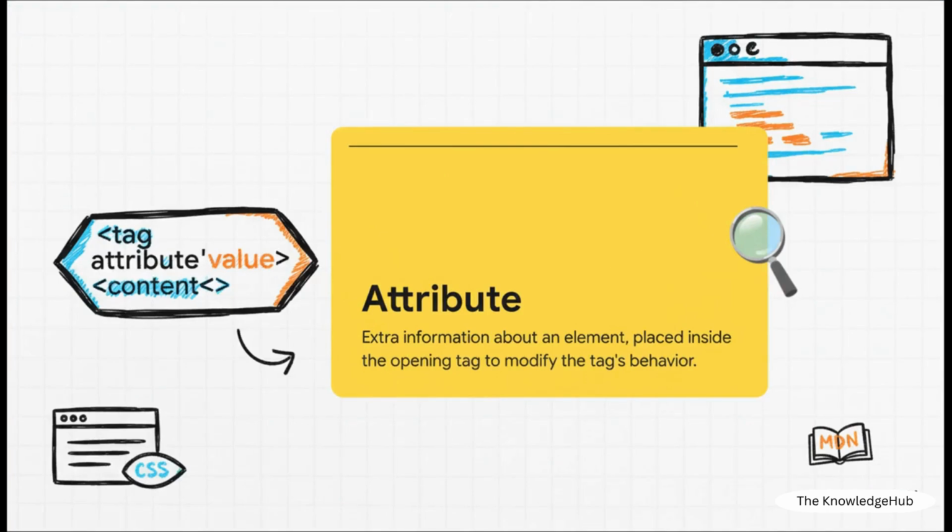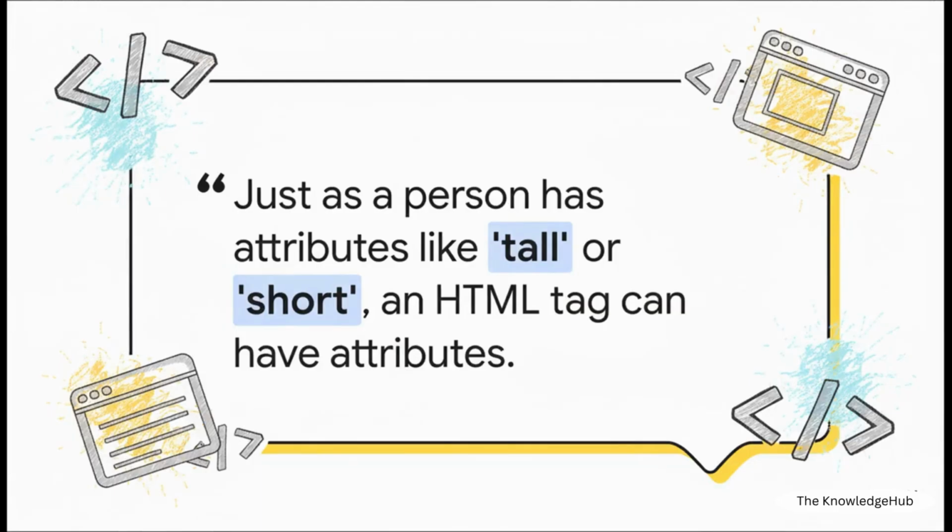So attributes are these extra bits of information that you slot directly inside the opening tag. They act like modifiers. An attribute doesn't change what an element is. A paragraph is still going to be a paragraph, but it can totally change how it behaves or what it does. And this quote right here breaks it down perfectly.